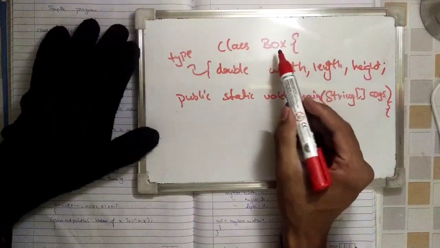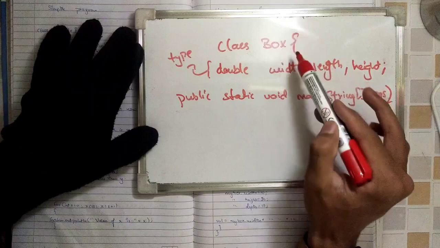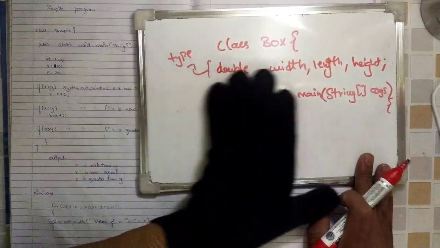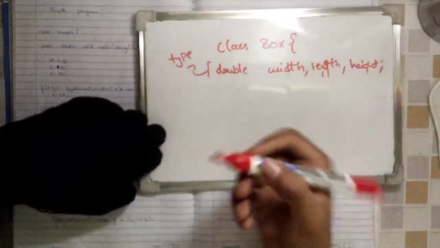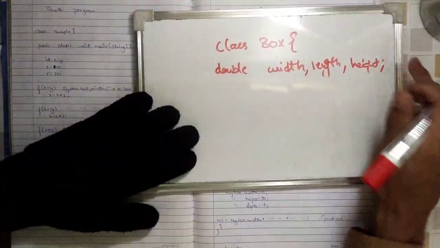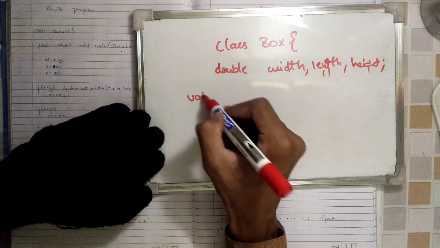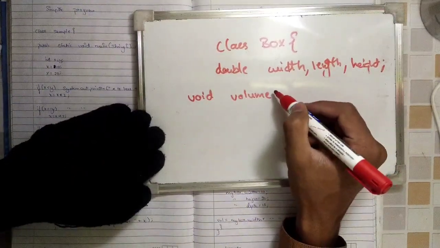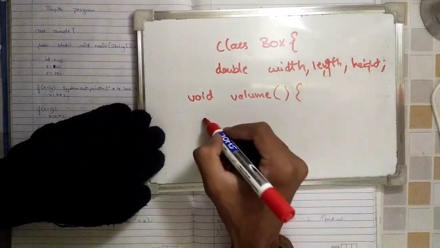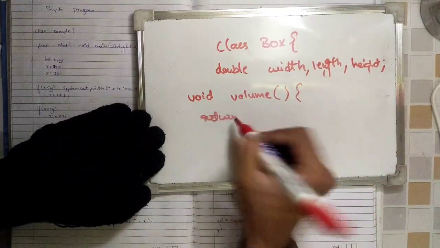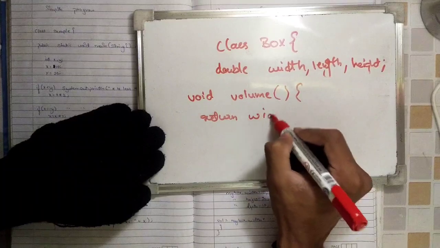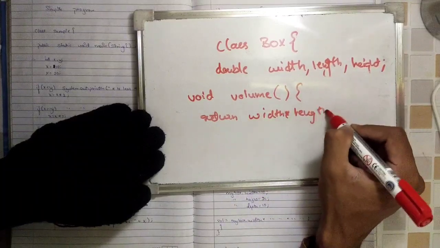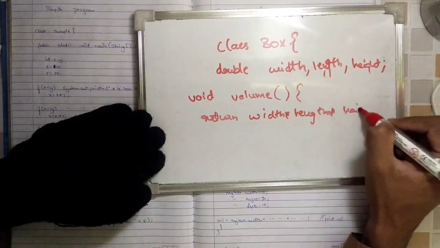Now see, you know how to write a class, right? I wrote class Box open bracket, so double. Here I did not give one thing, the method, so let me just put one method. Let me write void volume. Then what I will say, return width star length star height.